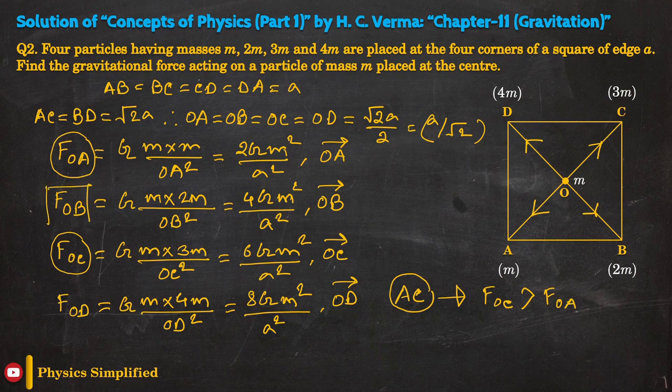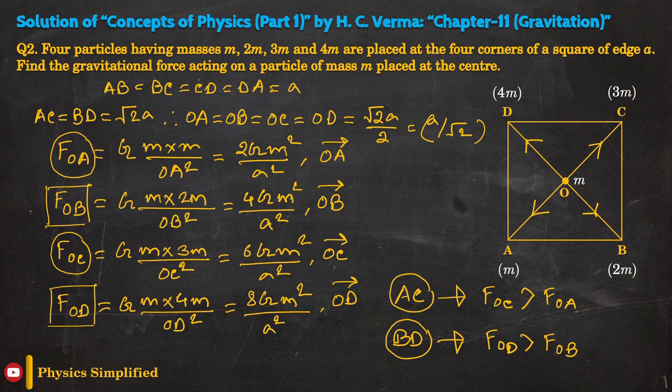Similarly, along the diagonal BD, we have the other two forces F_OB and F_OD, which are again oppositely directed, having different magnitudes. So we can write for the diagonal BD, we have two oppositely directed forces where the magnitude of the force F_OD is greater than the magnitude of the force F_OB.